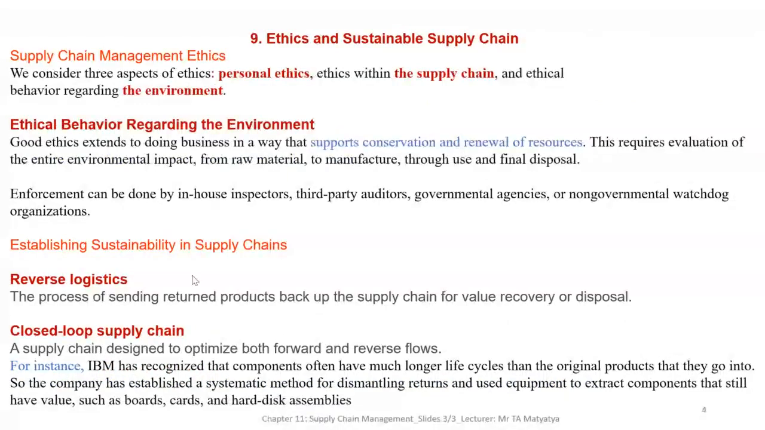Personal ethics, supply chain, and environment. Ethical behavior regarding the environment now. Good ethics extend to doing business in a way that supports the conservation and renewal of resources. It's very important that we conserve our natural resources. This requires evaluation of the entire environmental impact.